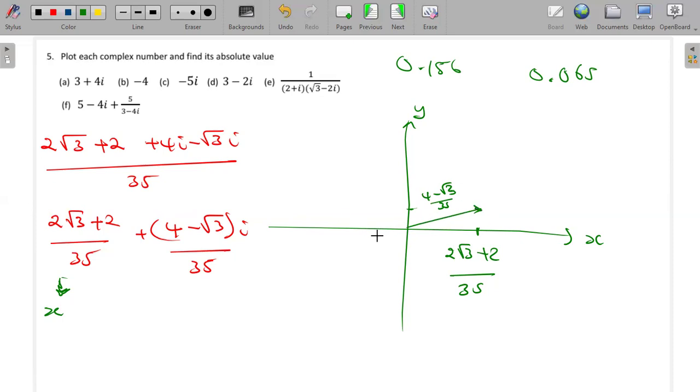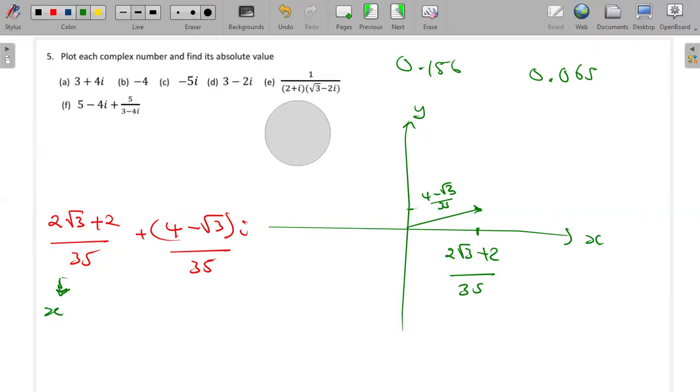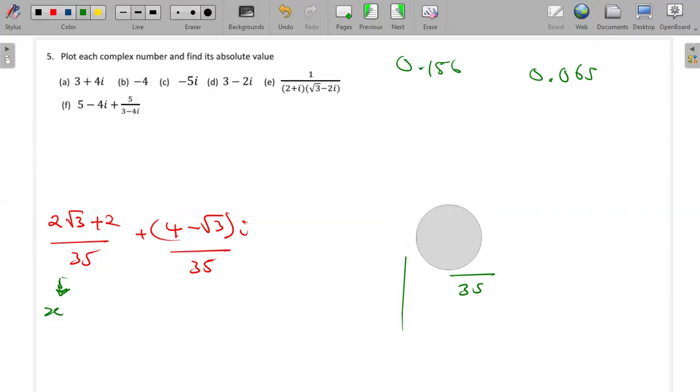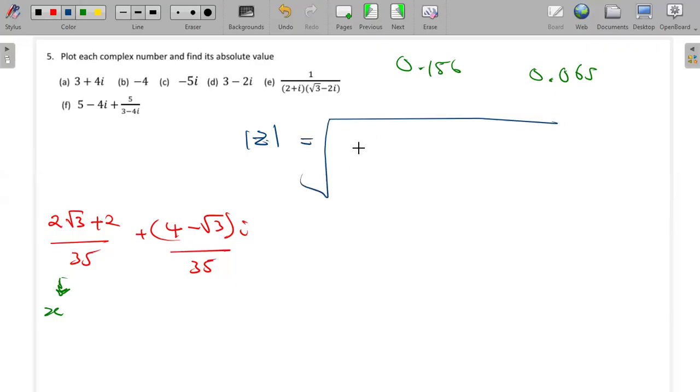So you've plotted it. Now let us find the absolute value for it. So the absolute value, what is that going to be? So erase this here. Our absolute value is going to be, so we said, for a complex number, you get your x and then you get your y.